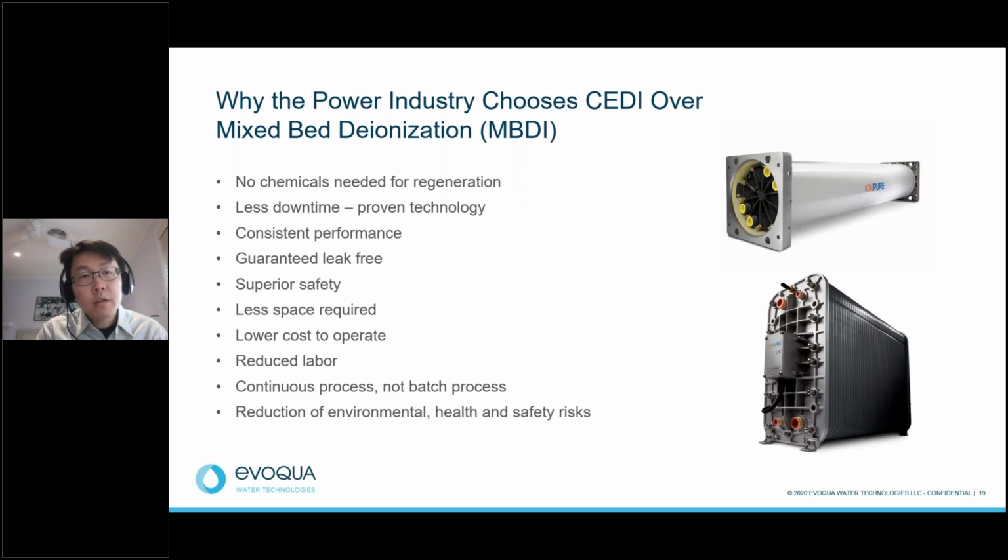So why the power industry is going to choose CDI over the mixed bed modules is because in the first thing, there are no chemicals needed for the regeneration. There is less downtime. And on the performance wise, it's all very consistent. It's leak free. There is superior safety. In terms of the footprint, it is much smaller. There is a lower cost to operate the modules. There is reduced labor. It's a continuous process. It's not a batch process like mixed bed. And then on the overall, there is a reduction of the environmental health and also the safety risk.